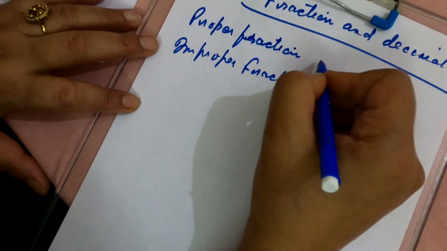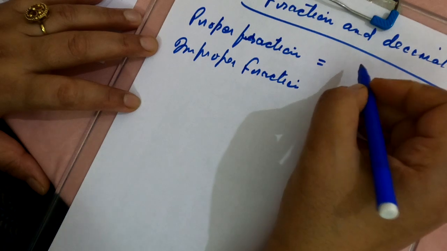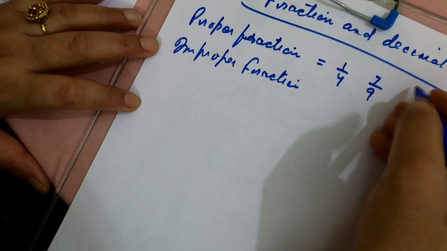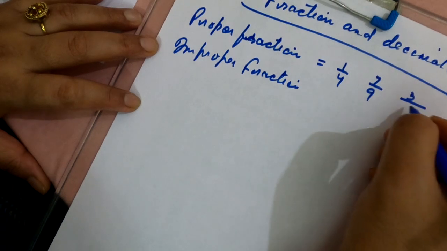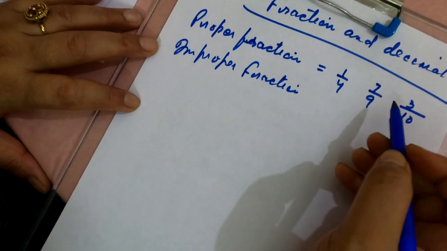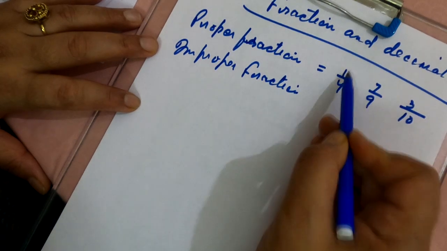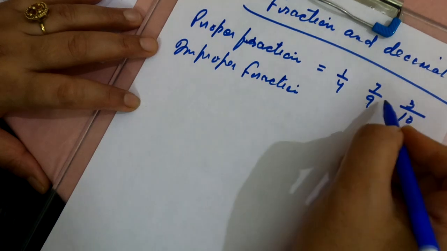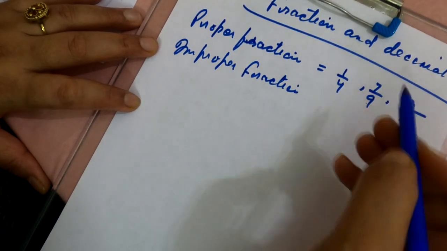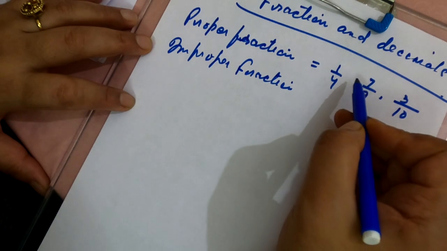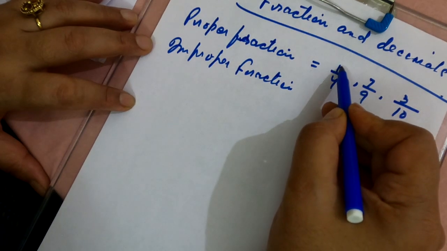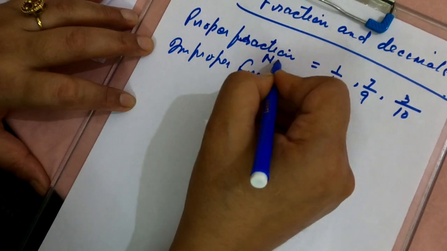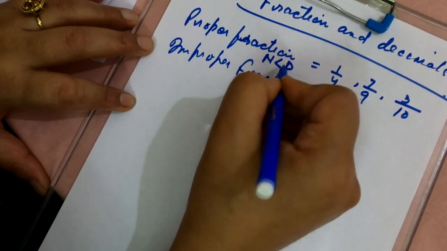Proper fractions. Proper fractions means the kind of fractions which you have already studied, that is 1 by 4, that is 7 by 9, that is 3 by 10, etc. Right? You know that fractions are part of whole, that is 1 part of 4, 7 parts of 9, 3 parts of 10. Right? These are called proper fractions. In proper fractions, you see that the numerator is always less than the denominator. In this case, you will find that the numerator, that is n, is always less than the denominator.